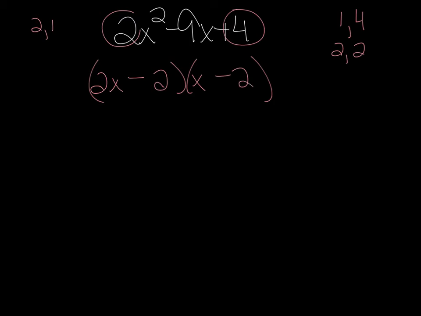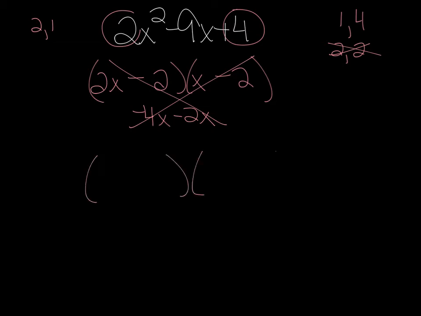Now, I know that the first term is right. 2x times x is 2x squared. I know that the last term is right. Negative 2 times negative 2 is positive 4. I need to check the outer and inner terms to see if this is right. So I do negative 2 times 2x. I get negative 4x. I do negative 2 times x. I get negative 2x. Does that equal negative 9x? No. That was wrong. There's no other way I can arrange 2 and 2 because they're the same number, so I can throw that out.